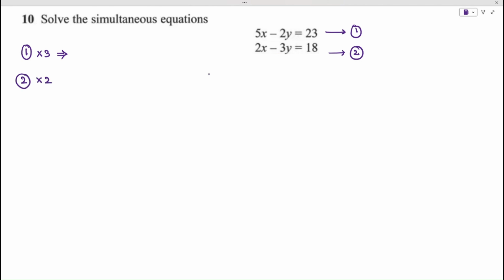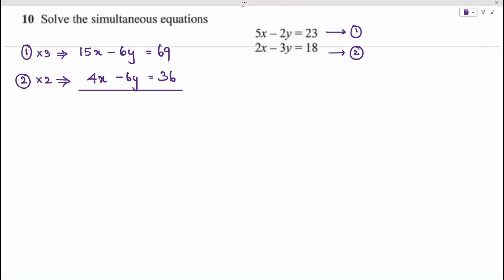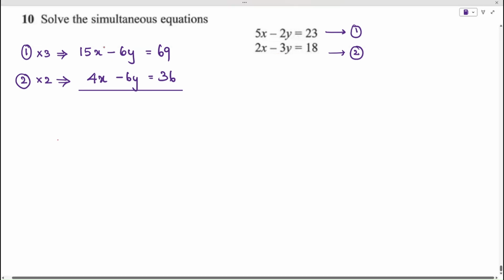Equation 1 times 3 gives us 15x minus 6y, and this is equal to 69. And for equation 2 times 2, we're going to have 4x minus 6y, and this is equal to 36. And so what we're going to do from here is subtract equation 2 from equation 1.